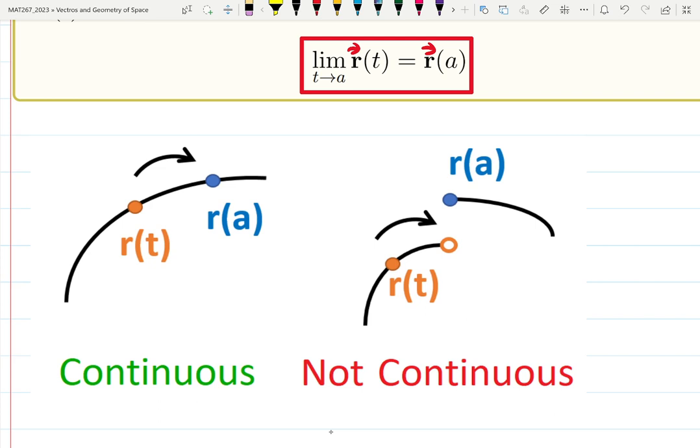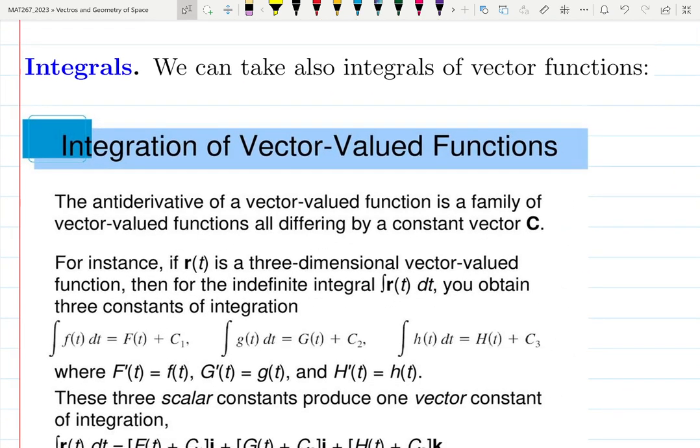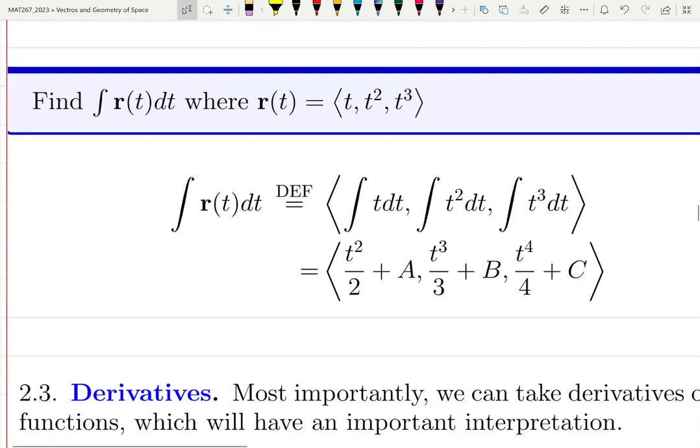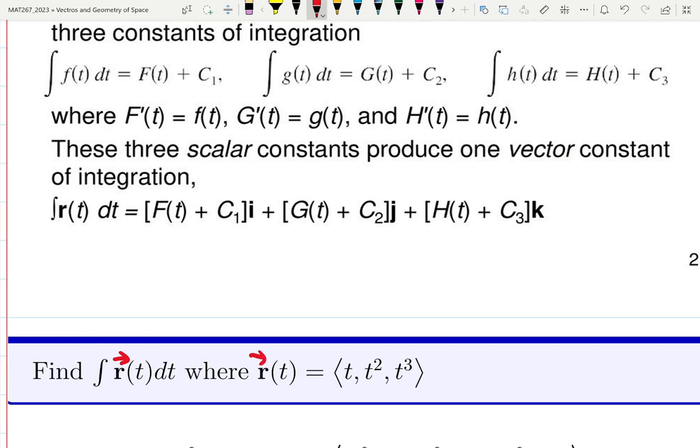Integrals and derivatives, yeah. Remember we learned integration by parts, u-substitution? Well, duh, we're going to go there in calculus 3. That was a very predictable nightmare. We can also take integrals of the functions. You don't have to write this down, but you should understand examples. Example: find the integral of r of t if r is t, t squared, t cubed. Well, guess what? You take the integral of each component.